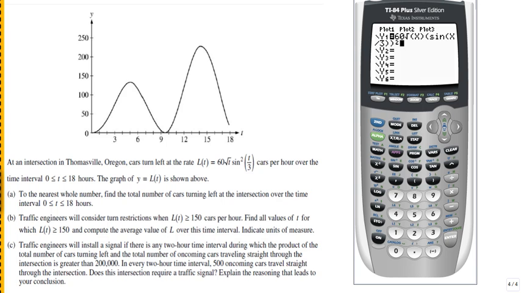Now remember that this is the rate, so this is a derivative, and if I want the total number of cars turning left, I just need the integral of this function from 0 to 18 hours. Now I'm going to assume that I'm going to need this graph at some point in the process. I could use fn_in to get this information, but I'm going to take a second to set up the graph right now.